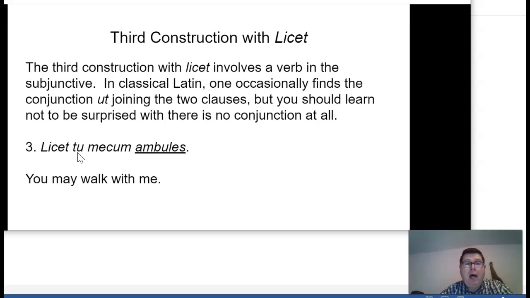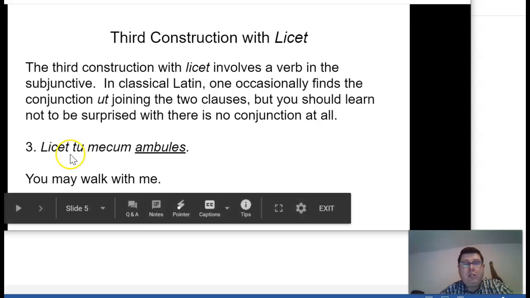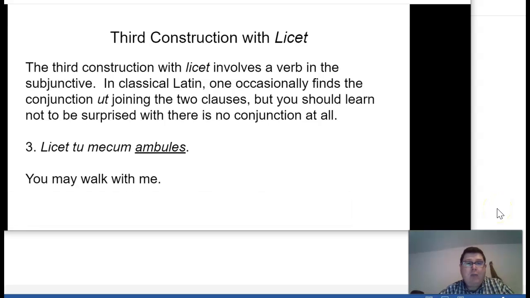Now, what might be a little bit confusing or unexpected is that there's no conjunction here between the main clause licet and the subordinate clause tu me cum ambules. Sometimes you'll find an ut, but in all honesty, you're not so likely to get that conjunction ut, and you should be ready just to see a subjunctive pop up along with licet. It might make sense also to say that there's no word order that's really important. I could have said tu me cum ambules licet, not a problem.